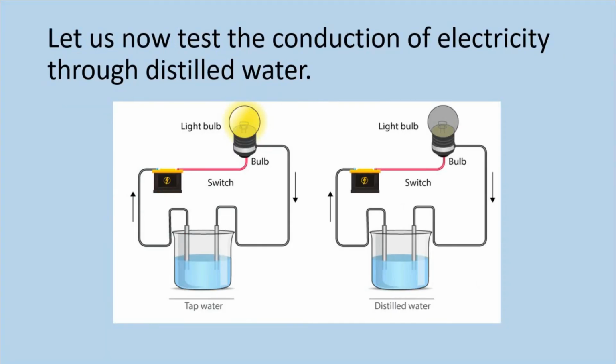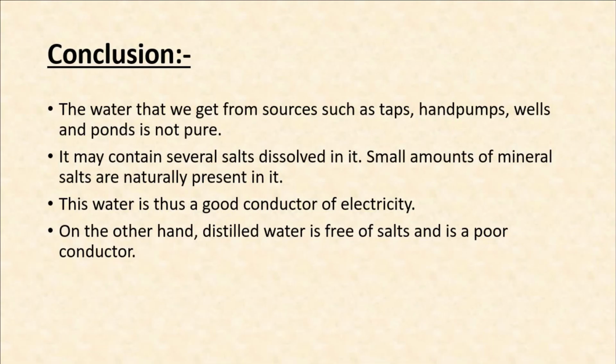Let us now test the conduction of electricity through distilled water. Children, you can see in the given picture, in case of tap water, the bulb is glowing. Whereas in case of distilled water, the bulb is not glowing. This proves that tap water is a good conductor of electricity and distilled water is a poor conductor of electricity. Let us see the reason behind it.